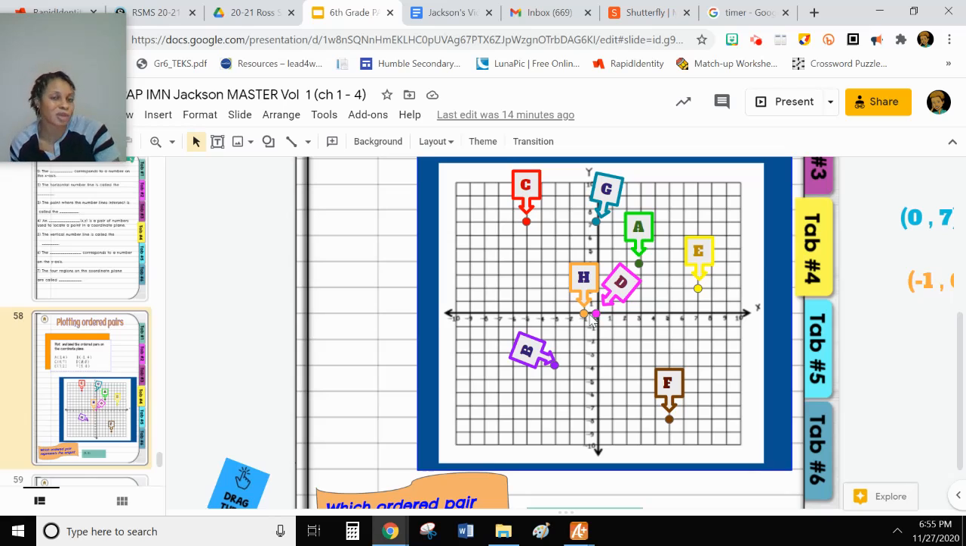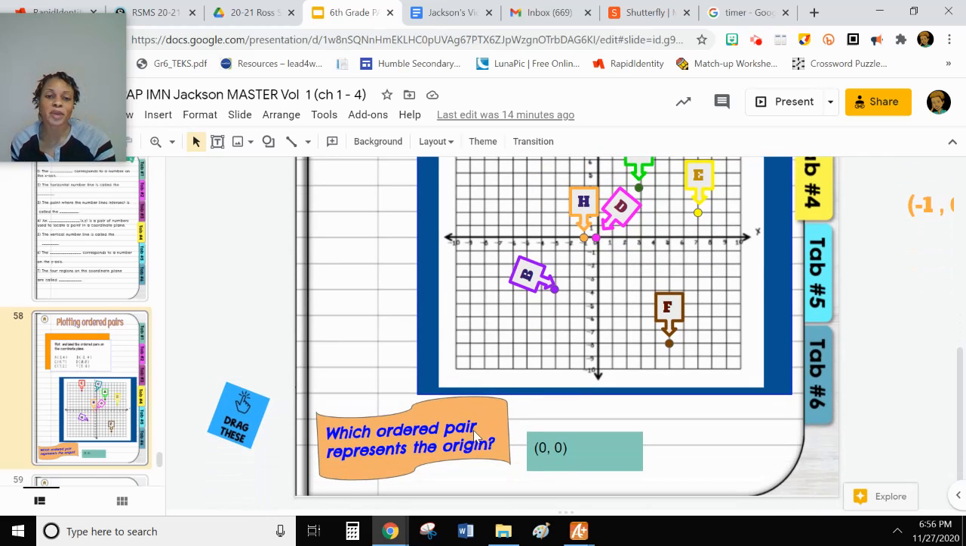And remember my hint when I told you that all points don't have to be in a quadrant. They could actually be on an axis. So G and H fell on an axis, the y-axis and the x-axis. It says, which ordered pair represents the origin? So hopefully you know the origin is 0, 0, where the x-coordinate is 0 and the y-coordinate is 0.